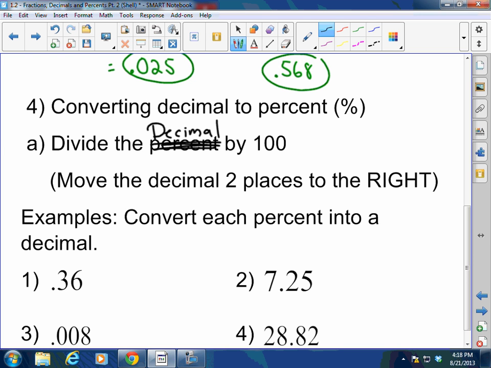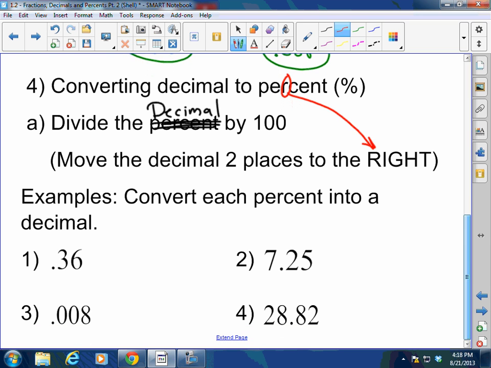How do you know you go to the right this time? Well, this time you're going decimal to percent. R. That R represents right. So percent to decimal, left. Decimal to percent, R, you go to the right.